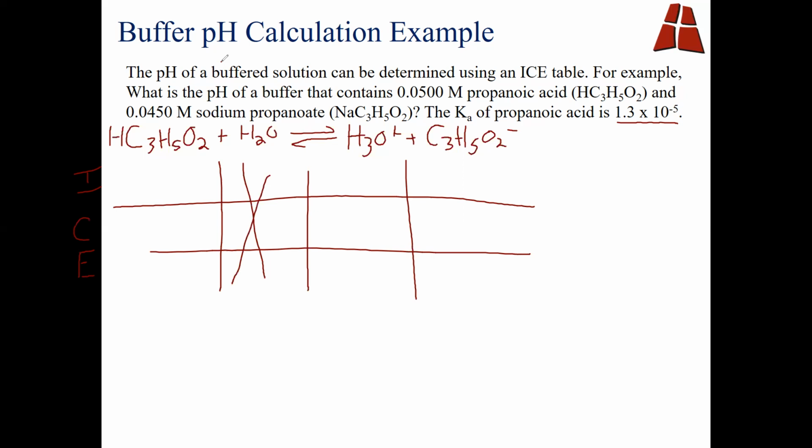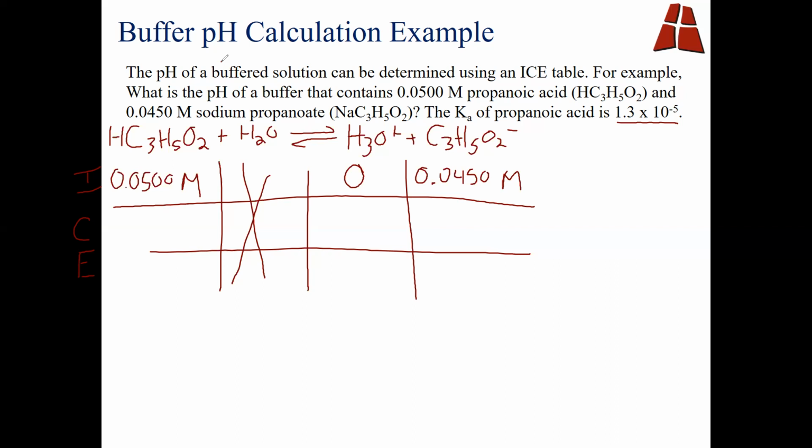But then we're told we have a concentration of 0.0500 molar of our propionic acid, and then what's different about a buffered solution is we have an initial amount of our conjugate base as well. So this 0.0450 molar solution. You can assume, since we're not told anything about the pH, that our concentration of hydronium is going to be 0 to start. Okay.